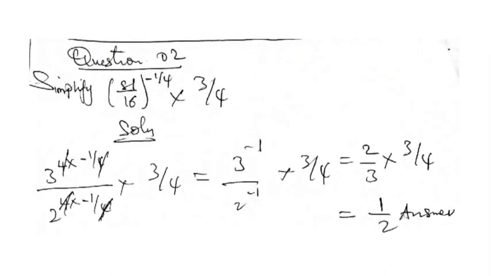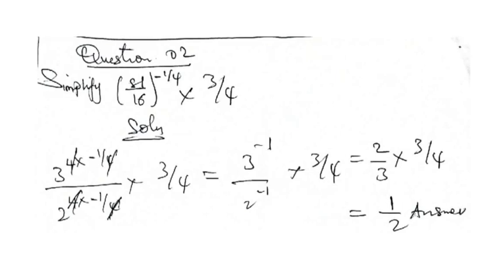Number 2. Simplify, open bracket, 81 over 16 close, raised to power minus 1 over 4 times 3 over 4. Solution. This will obey the inverse law of indices. 1 over 81 over 16 raised to power 1 over 4 times 3 over 4 equals 16 over 81. And the fourth root of 81 is 3, and the fourth root of 16 is 2. So we have 1 over 3 over 2 times 3 over 4 equals 2 over 3 times 3 over 4 equals 1 over 2.